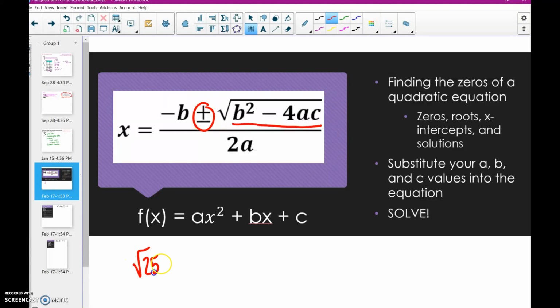Remember, the square root of 25 is 5 or negative 5, so this formula takes into account a positive and a negative root. This helps you find the zeros of a quadratic equation. Remember, zeros, roots, x-intercepts, solutions, we know this from our tip chart. All of those are exactly the same thing. You substitute your a, b, and c values into the equation, and then you solve. You get your a, b, and c values from that equation right there.